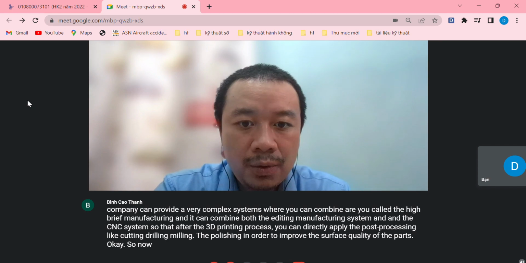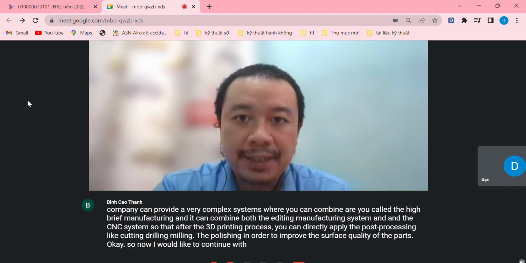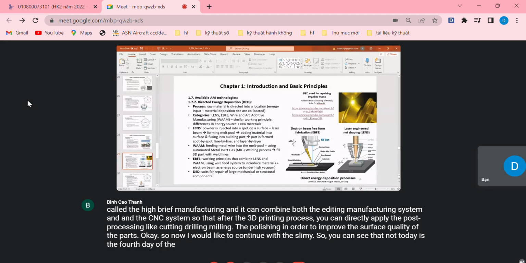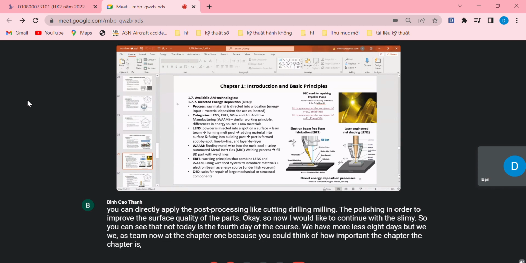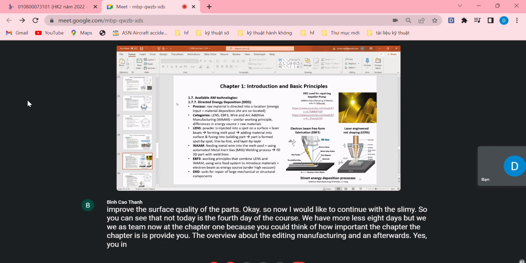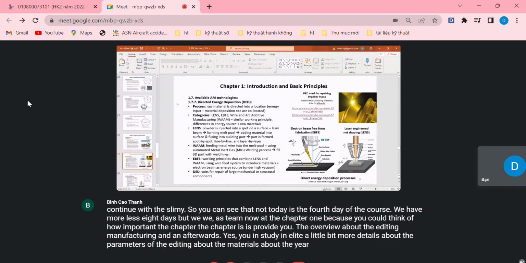So now I would like to continue with the slide. You can see that today is the fourth day of the course. We have more or less 8 days, but we are still at chapter 1, because you can think of how important the chapter is. It provides you the overview about additive manufacturing, and afterward you will study in a little more detail the parameters of additive manufacturing, the materials, and the designing process.